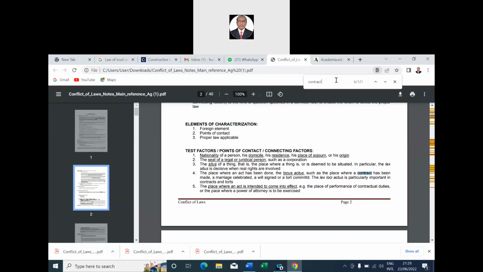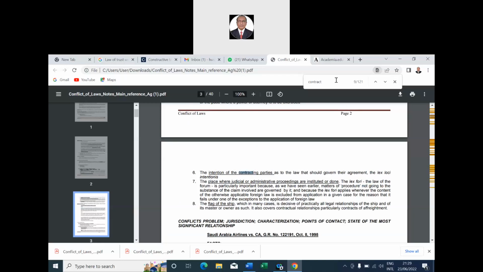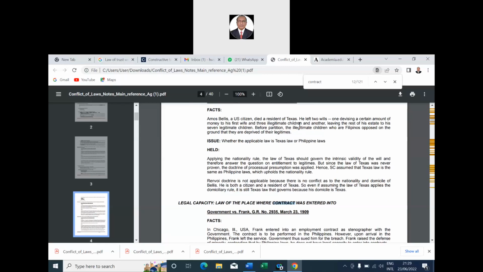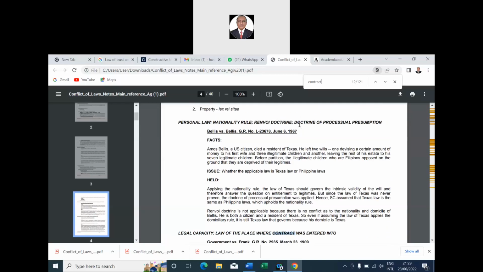Factors, points of contact, connecting factors, elements of characterization; we studied elements of characterization. And when it comes to the matter of the trust, what do they say? Legal capacity, law of the place where the contract was entered into. Yes, we have thrown light on this also yesterday. Philippine law, is it not?